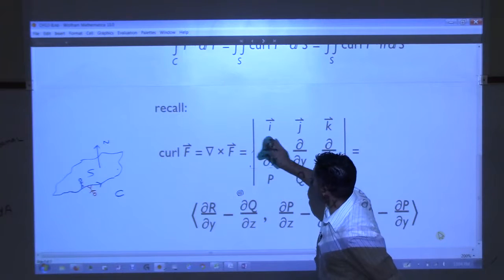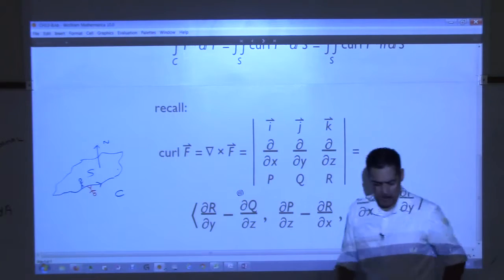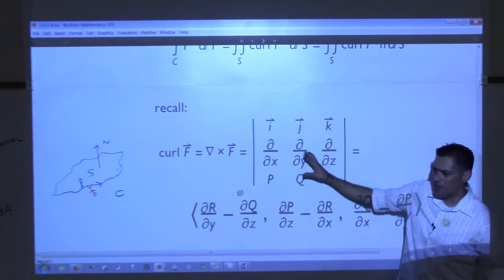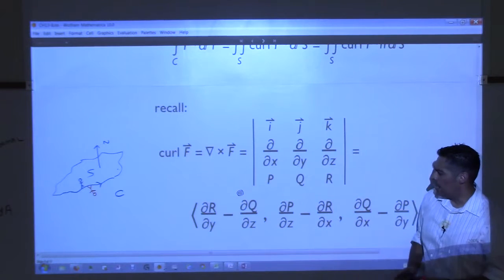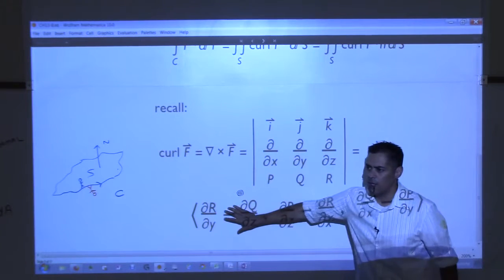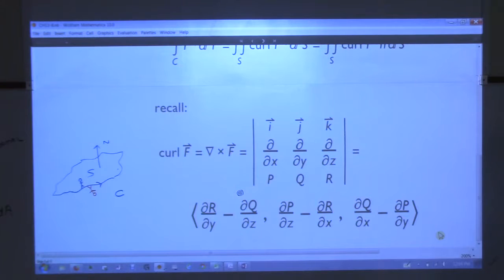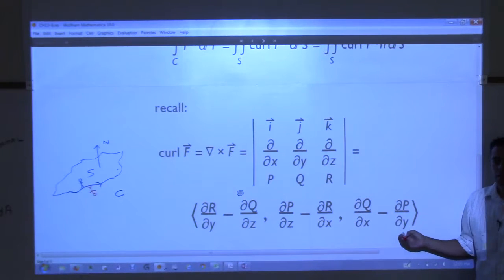Curl was del crossed with f. You do the del cross f. Does this look familiar? And this is what happens when you actually do del cross f. And there's a particular part of that del cross f that should look familiar. Green's theorem was this last component. That was the last component.